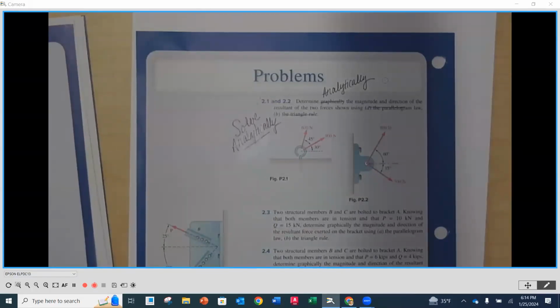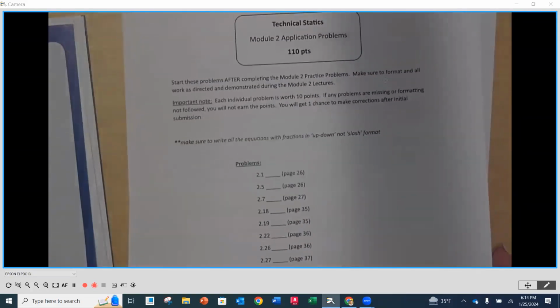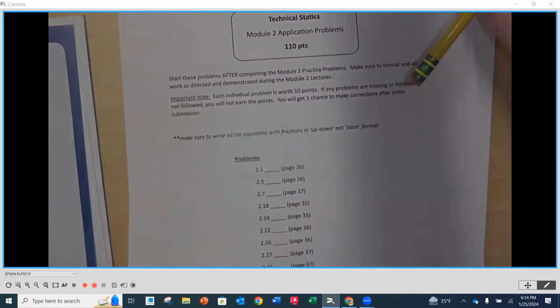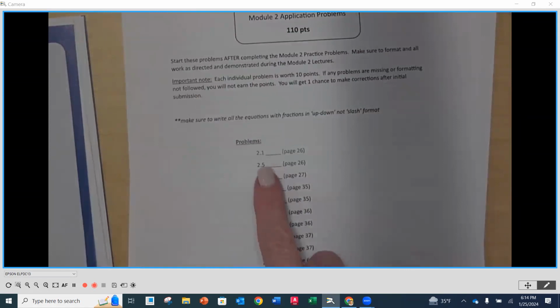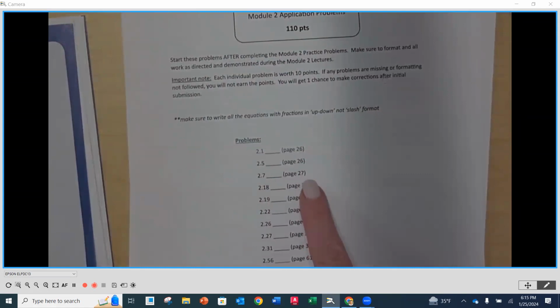Here they are. So if we look at our application problems, and if you're in the room and you want to, they're in the front here, or if you go on module 2 and the application problems, the first 3 here, you would be ready to get started on those. Okay, so 2.1, 2.5, and 2.7, and those are going to be found on pages 26 and 27. So as long as we're here and the information is kind of fresh, why don't we take a peek at those and see if we have any questions.